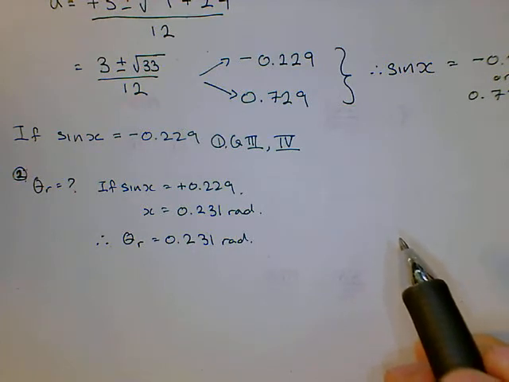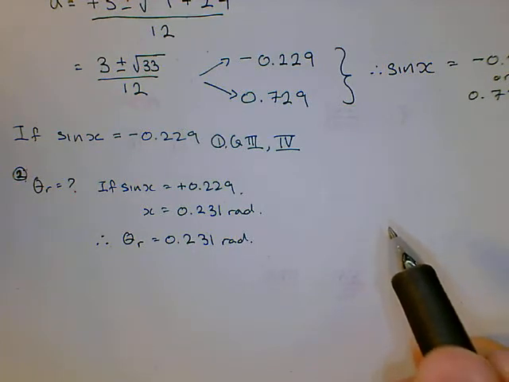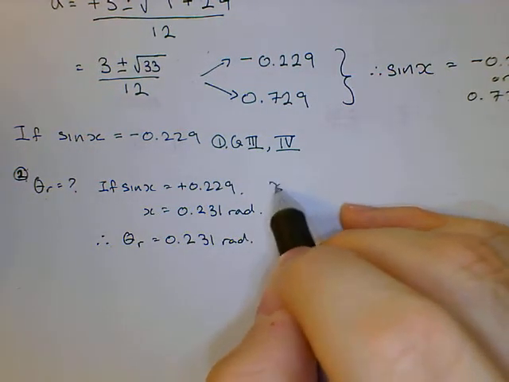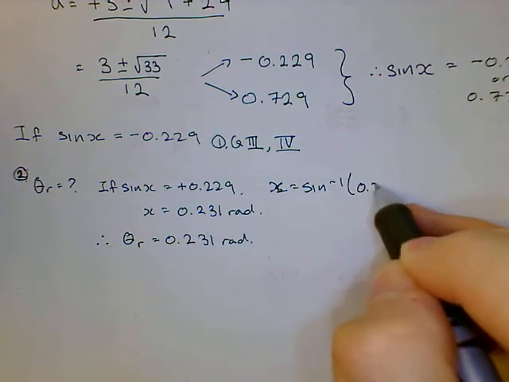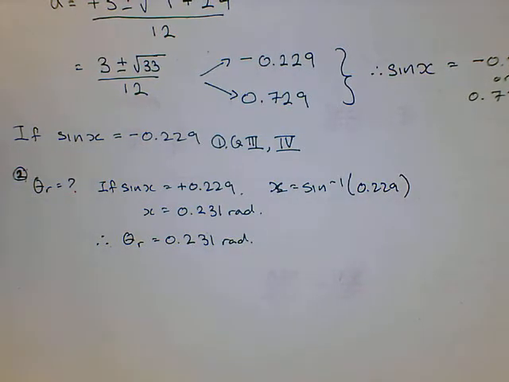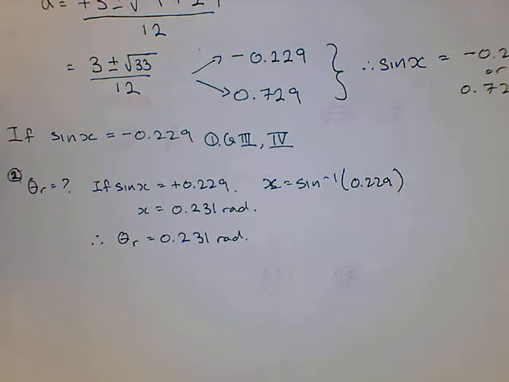How do you find it in radians if you use reverse sine? It's the same thing: x is equal to inverse sine of 0.229. You'll get a decimal, and as long as your calculator is set to radians, it will give you the angle in radians.